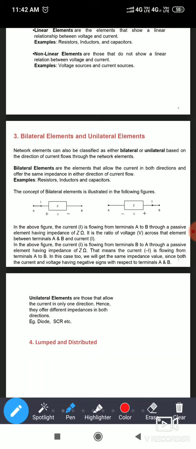So the network which consists of small elements, that network is called a lumped network. Okay, so whatever we are learning in this subject, this is related to lumped networks.